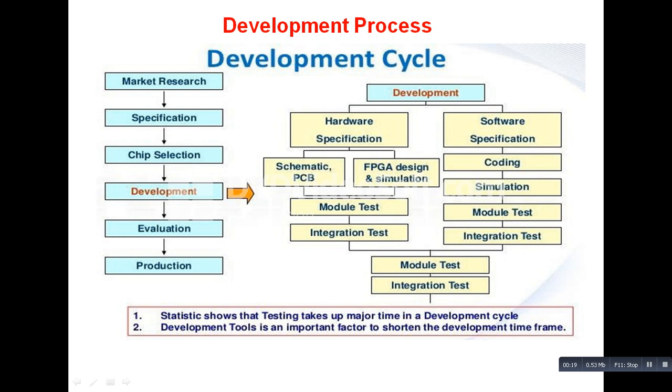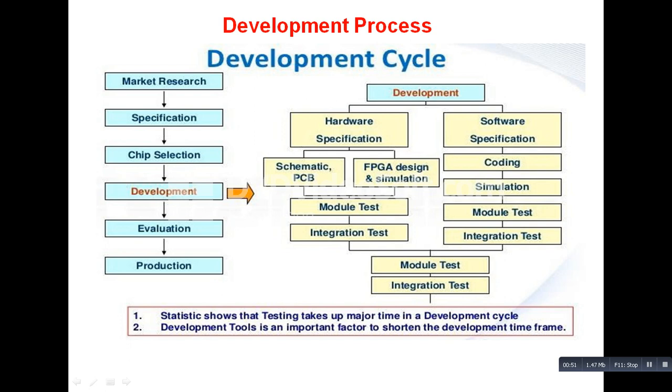The first phase is market research. We need to research what the requirement is. We need to get a number of requirements from different clients, and according to the customer requirement, we study that requirement. We make one literature survey, and according to that literature survey we go with the second phase, that is the specification.